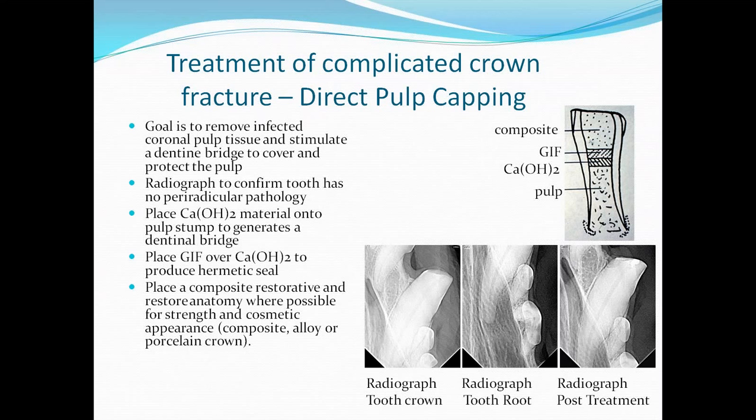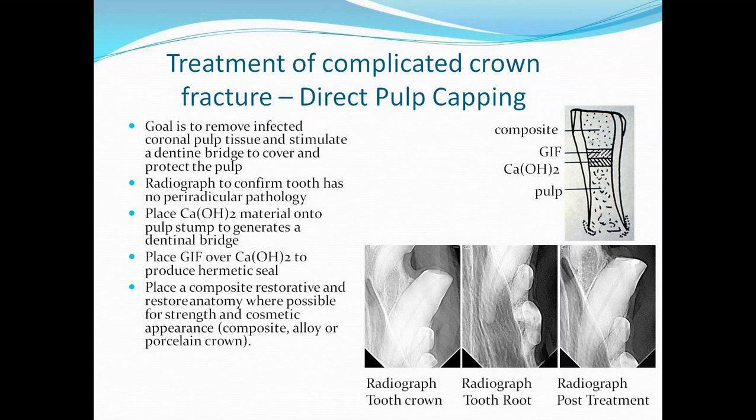So our goal is to reduce and remove the infected coronal pulp, but also one of the major goals in direct pulp capping is to produce a dentine bridge. So a bridge that actually forms across the top of the pulp that we can artificially make by placing a material that stimulates the odontoblast to produce dentine. And what we find is the most successful materials to date have been the calcium hydroxide based materials.